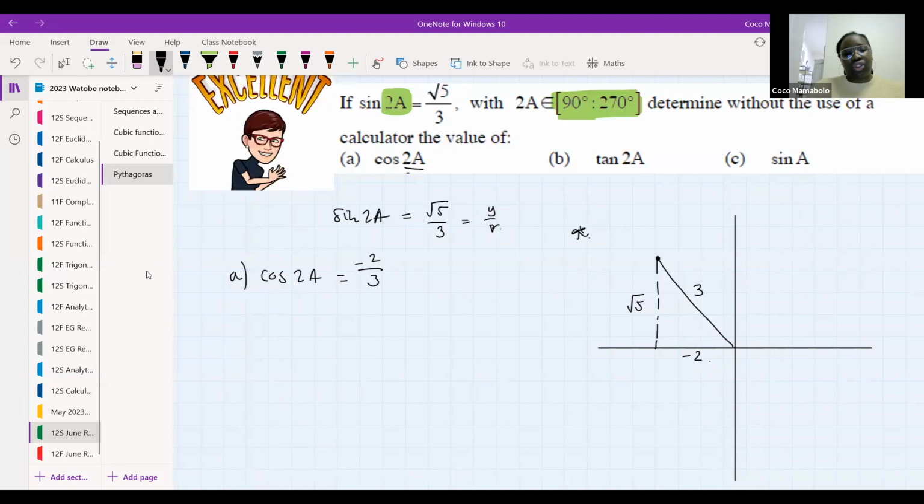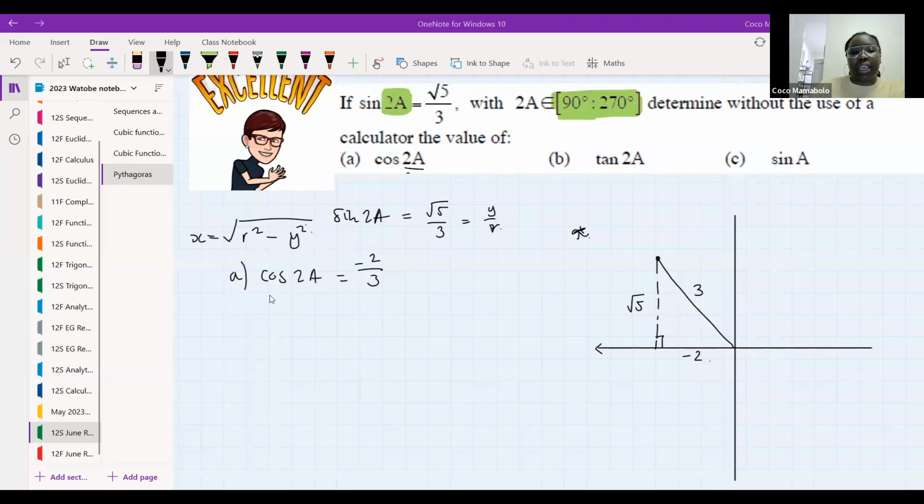Bonga says, sorry, I just joined. How did we get -2? We used Pythagoras, Bonga. So we can say x is equal to the square root of the radius squared minus the y value squared. Because they've given us the radius and the y value, you can find the x value. But because it's on the negative x side, we need to use -2 instead of +2. All right.